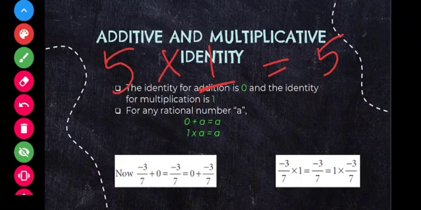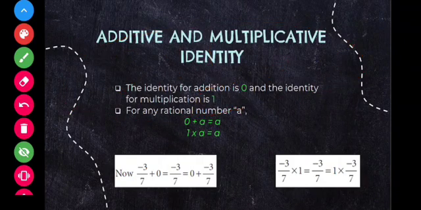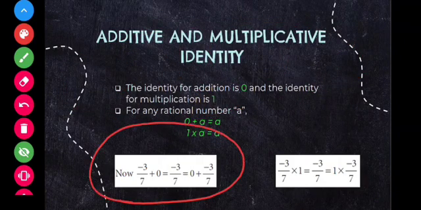Okay, so whatever I told so far is for integers, but what we are going to see here is for rational numbers. Okay, so rational numbers, we can see the example here. We are taking minus 3 by 7 as a rational number. We are adding 0 to that and the answer is minus 3 by 7. Hence 0 is an additive identity.